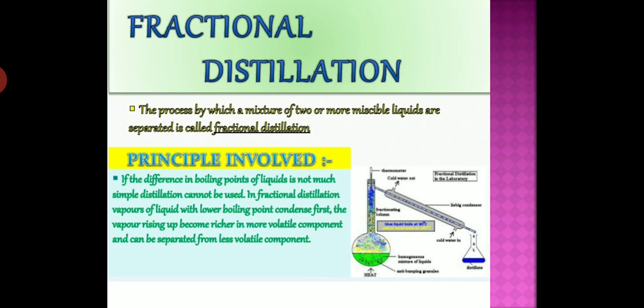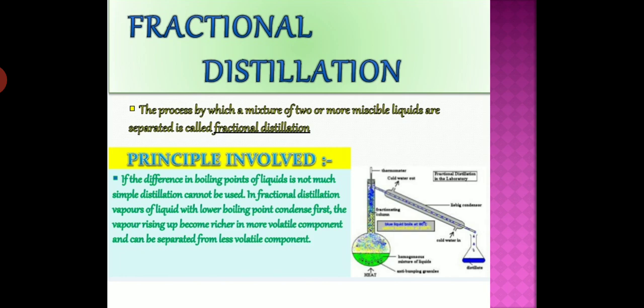If the difference in boiling points of the liquids is not much, simple distillation can be used. In fractional distillation, vapors of the liquid with the lower boiling point condense first, and the vapors rising up become richer in the more volatile component and can be separated from the less volatile ones. So this method is used to separate the components of a mixture of two or more miscible liquids whose boiling points differ by 25 degrees Celsius or less. Example, methyl alcohol. What is the boiling point of methyl alcohol? 65 degrees Celsius, and it can be separated from acetone, 56 degrees Celsius.